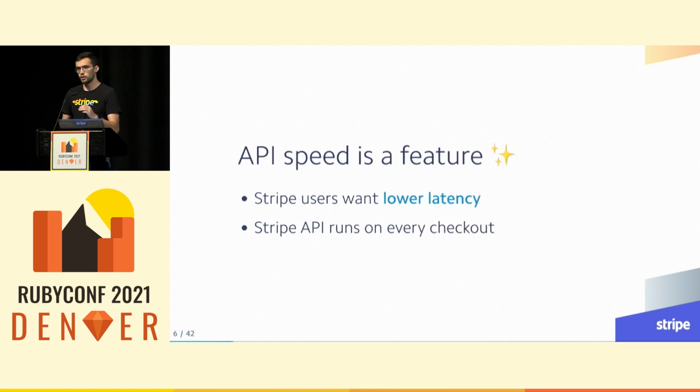And one of the features that we actually consider in the API is how fast it is. Because if two developers are thinking about, okay, which API should I use for building my business, and they're feature compatible except that one API is faster than the other, chances are they're going to choose the faster one. So we want to make sure that our API is as fast as possible for our customers.